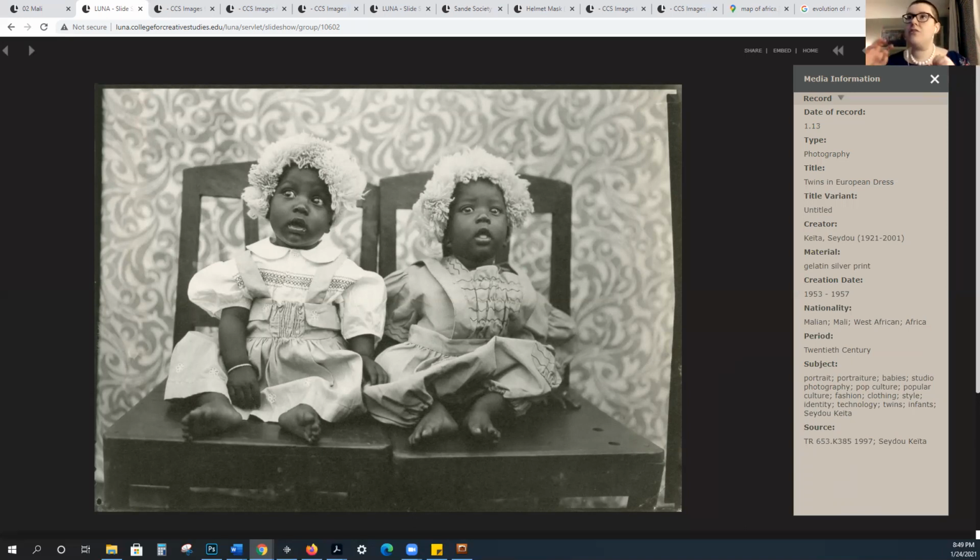And so this photography and these parties is seen as a subversive sort of way of demonstrating the modernity of these Malian people. So there are some formal characteristics, and the photography that we're going to be looking at is by Seydou Keita and Malik Sidibe.